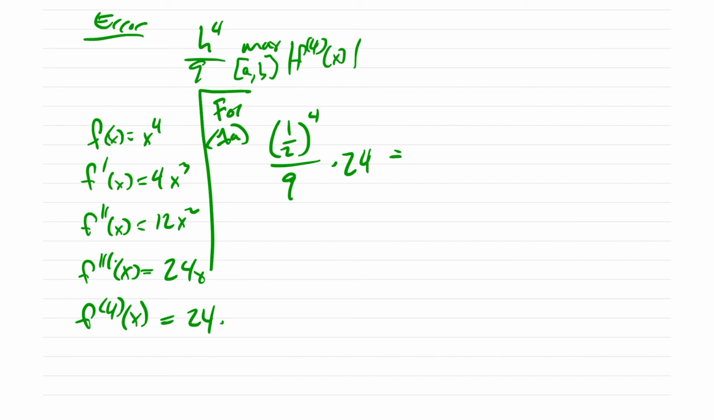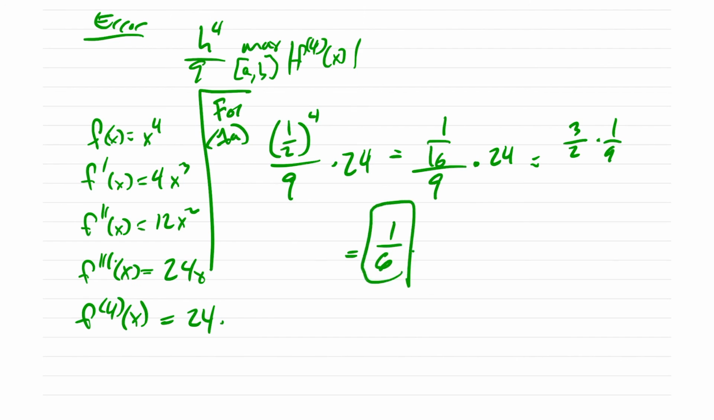And this is actually looking pretty good. It's going to be 1 over 16 divided by 90 times 24. 24 is 8 times 3, and 16 is 8 times 2, so that leaves us 3 over 2 times 1/90, which leaves us with 1 over 60, and that's the error committed by Simpson's rule.